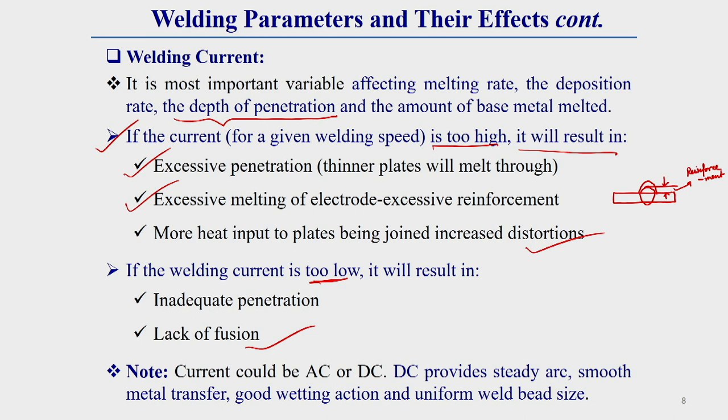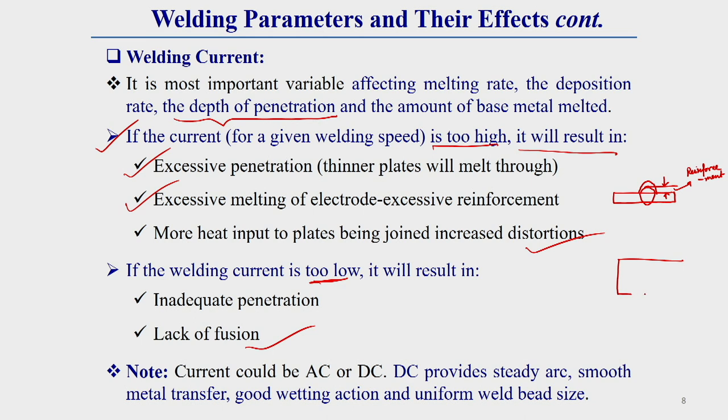So from the effect of current, what we observe is that the main effect of current is to increase the depth of penetration as well as the melting rate of the material. For thicker sections, what does depth of penetration mean? The higher the current, the higher the depth of penetration. Penetration depth is the fusion depth, that is, how much material is melted inside the thickness of the plate. The more forceful the arc, the more penetration you can observe. That's why for thicker sections high current is preferable, because we can get high penetration.